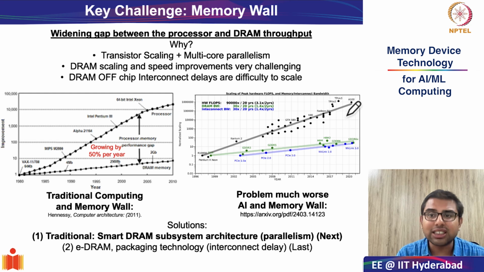But in line with the philosophy of our course, first we will take a top-down approach. So in the next class we will see how, through advances in the DRAM subsystem, you are able to include parallelism and therefore circumvent the memory wall. Then we will look at the details of the DRAM cell and its operation, and at the last we will look at how, through advances in eDRAM and packaging technology, you are also attacking the problem from another perspective.